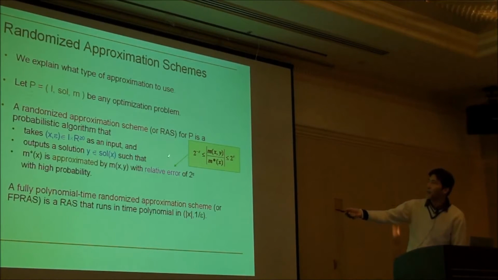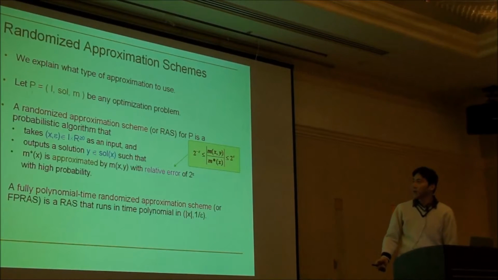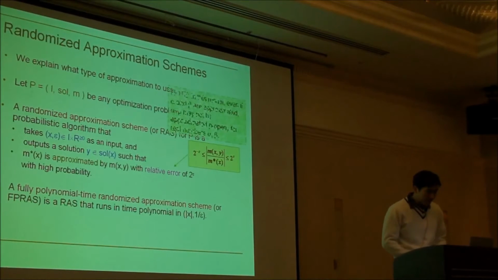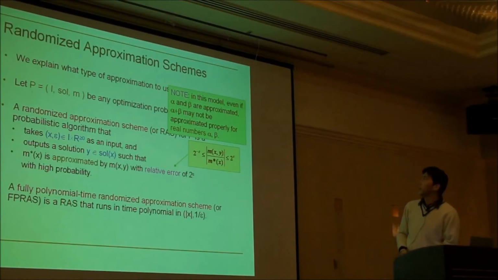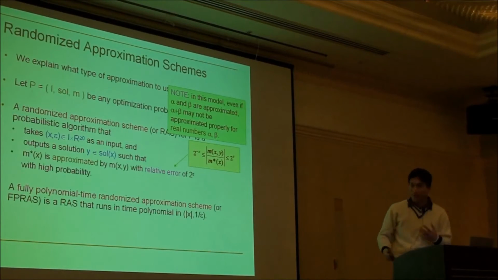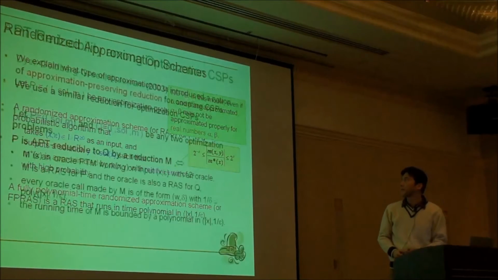When this algorithm runs in polynomial time, we call it the fully polynomial time randomized approximation scheme. The important thing is that even though alpha and beta are approximated in this sense, that does not guarantee that alpha plus beta is approximated in the same way, with the same meaning.